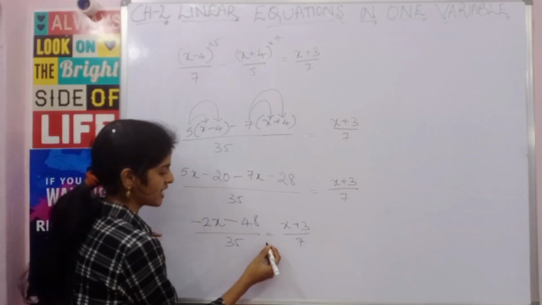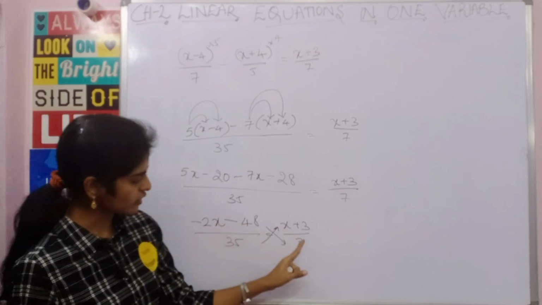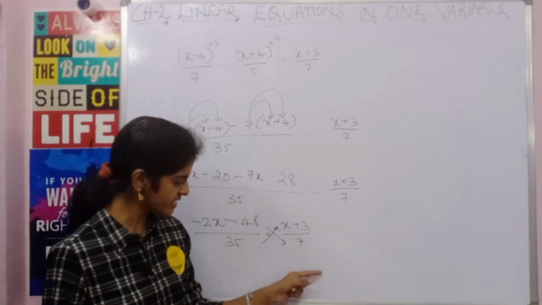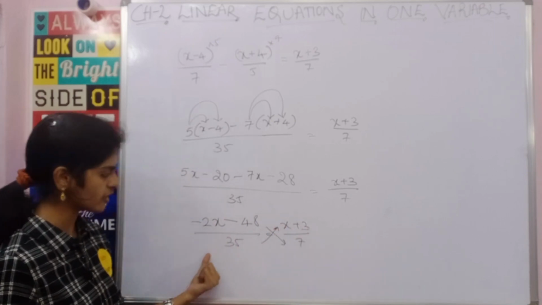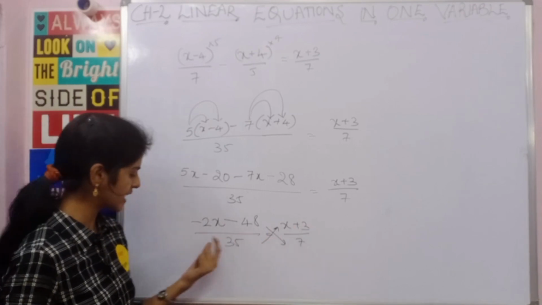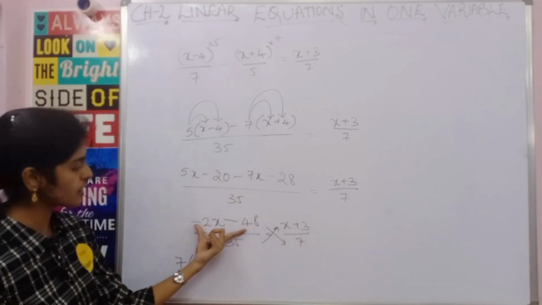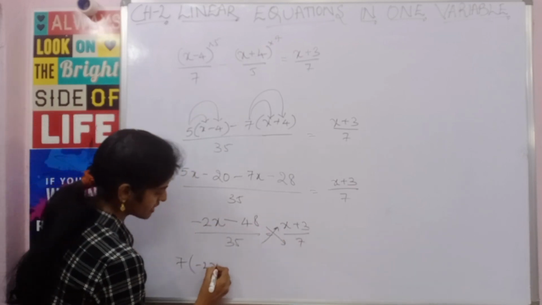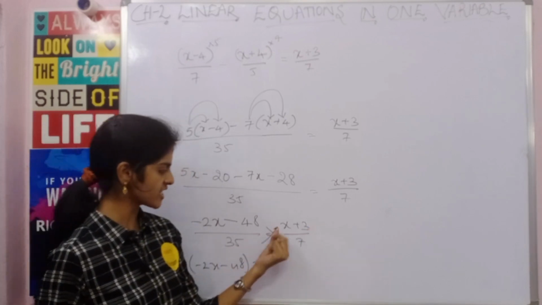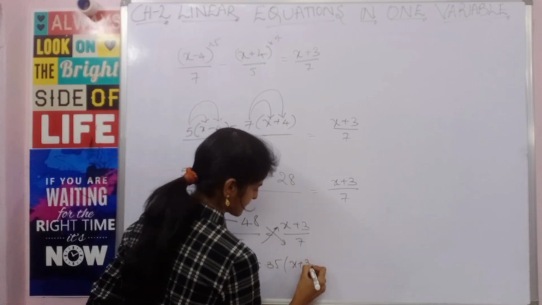We shall cross multiply. Okay, so you will multiply the numerator of LHS with the denominator of RHS, and the numerator of RHS with the denominator of LHS. Okay, cross multiplication. Clear? So this becomes 7 into, denominator of RHS into numerator of LHS, minus 2x minus 48 is equal to, now numerator of RHS into denominator of LHS. So it is 35 into x plus 3.